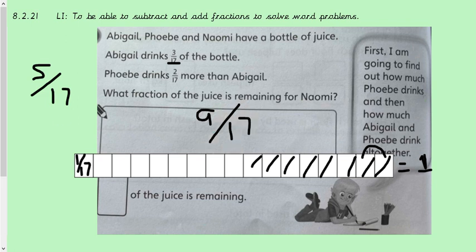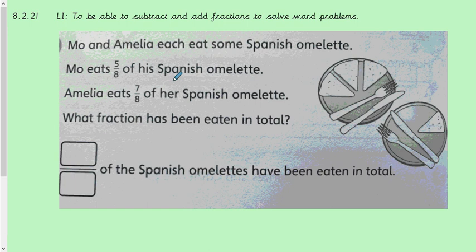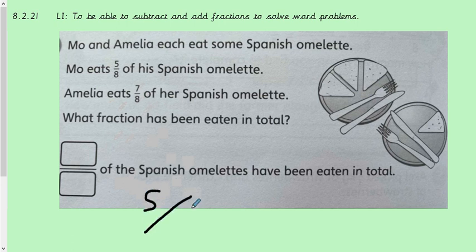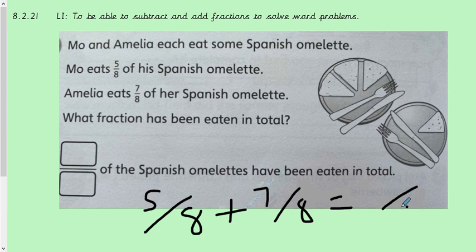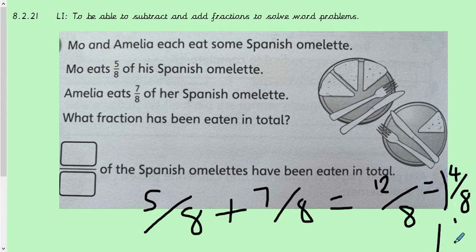Okay. Next one then says Mo and Amelia each eat some Spanish omelette. Mo eats 5/8 of his Spanish omelette. Amelia eats 7/8 of her Spanish omelette. What fraction has been eaten in total? So you just had to add these two up. So it's 5/8 add 7/8. So your denominator is going to be 8, and 5 add 7 would be 12. So 12/8. If you've written that as a mixed number fraction, it would be 1 whole and 4/8, which is also equivalent to 1 whole and 1/2 if you simplified that down.